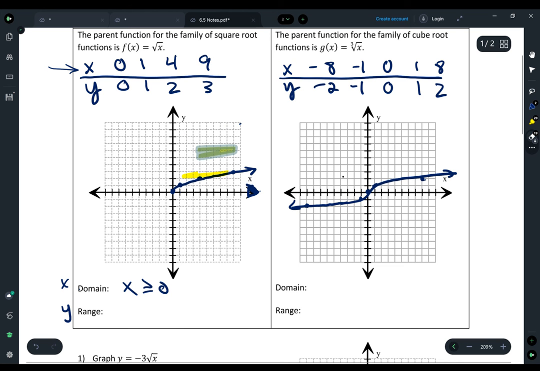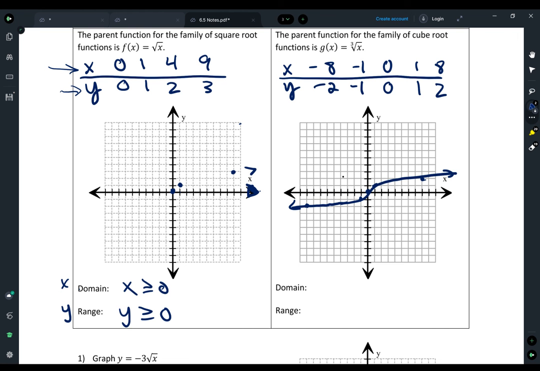I'm just going to erase all this extra stuff now. And so my range is also going to be y greater than or equal to 0. I can also see that from the table. My table of values here for y starts with 0 and it goes up. And it can actually equal 0. I accidentally erased too much, erased my graph.